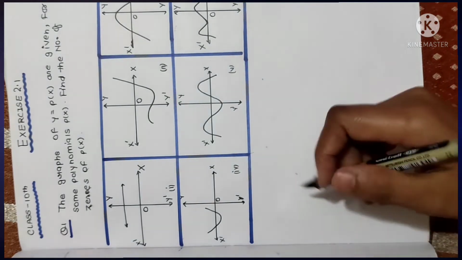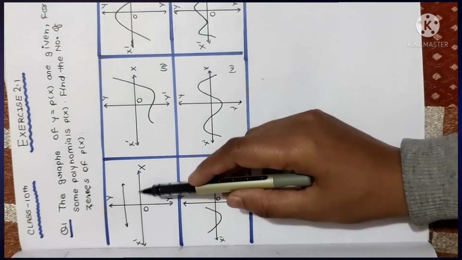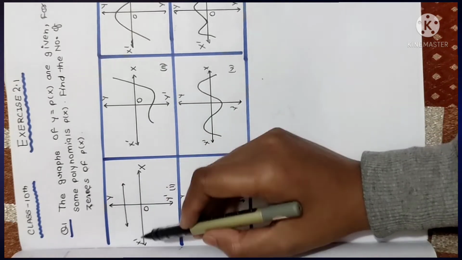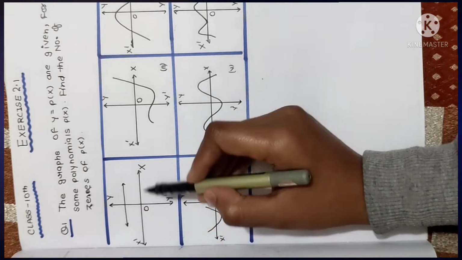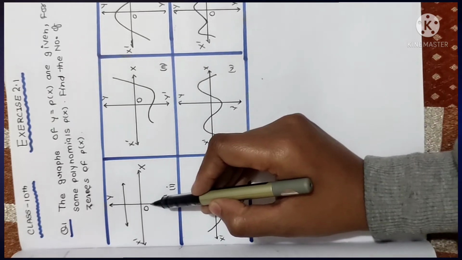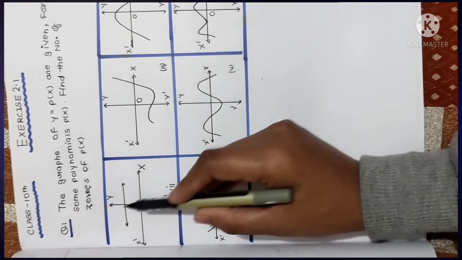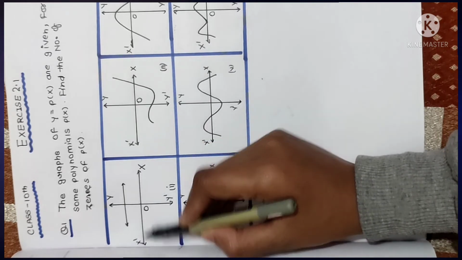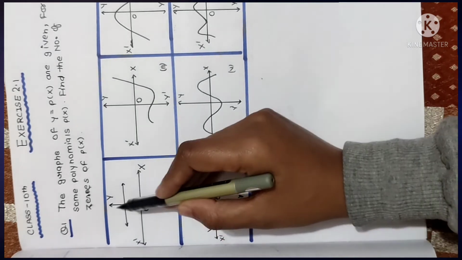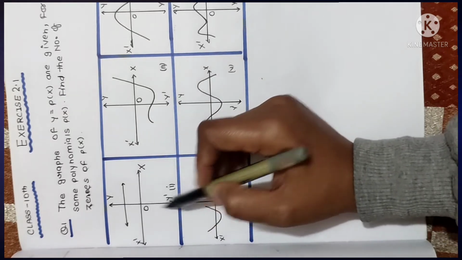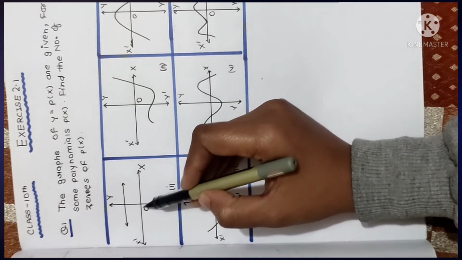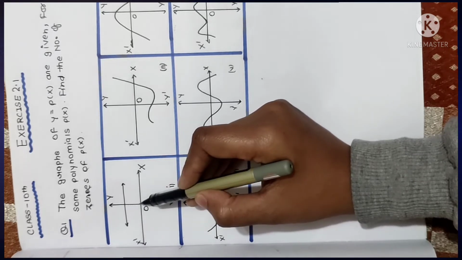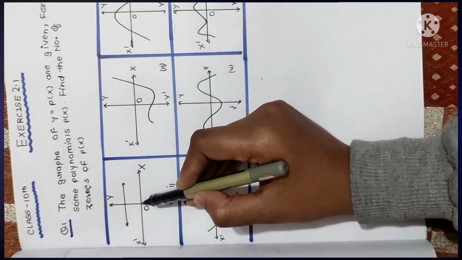So the first graph is this. Now here you can see this line is parallel to the x-axis. This is your x-axis, this is your y-axis. The x-axis is always horizontal and the y-axis is always vertical. This is the positive part of the x-axis, this is the negative part of the x-axis. This is the positive part of the y-axis, this is the negative part of the y-axis. The intersection point of the x-axis and y-axis is called the origin, meaning this point.